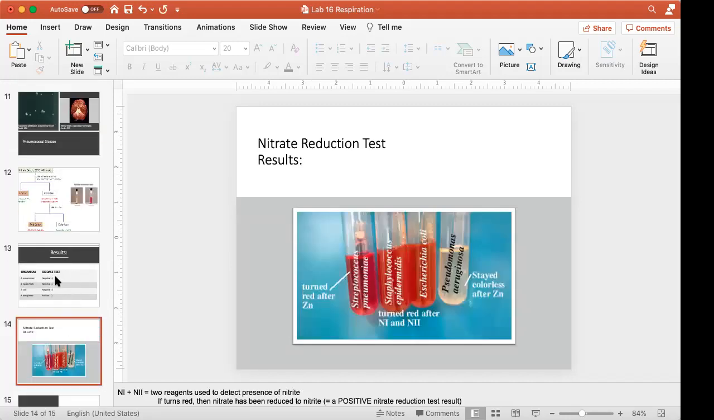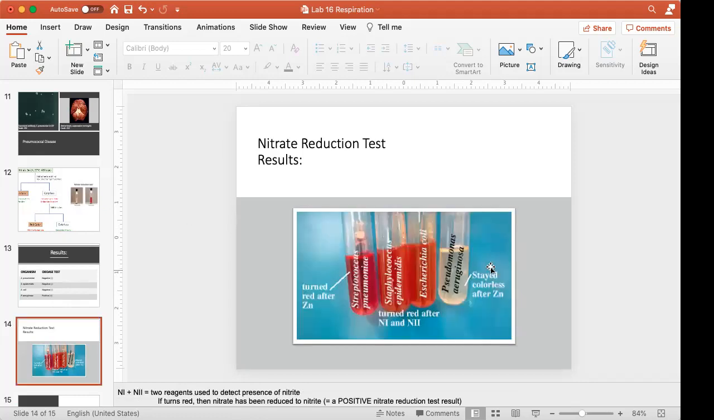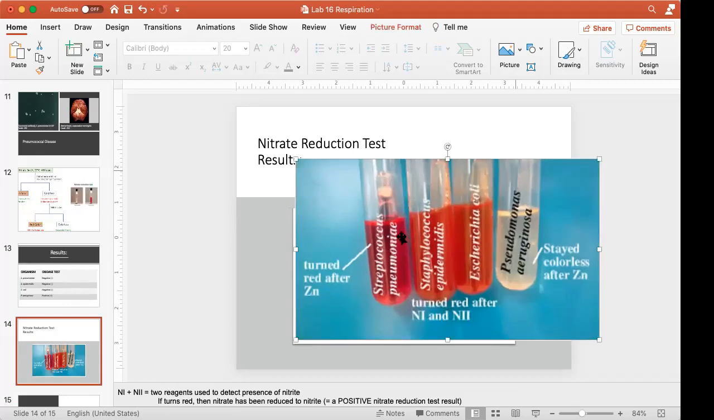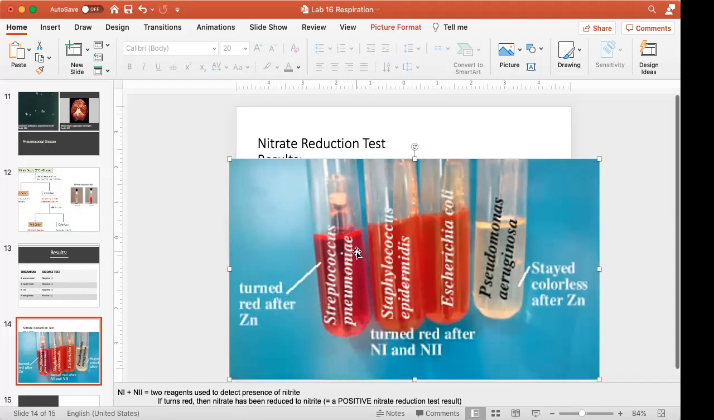Now let's look at our nitrate reduction test. All right, take a look at this picture. You can see test tubes with our organisms in them. Let's start over here on the left. Here's Streptococcus pneumoniae. After 48 hours, we took it out of the incubator. We added reagents A and B, or what on this slide they're calling reagents 1 and 2. Here's the color. What do you think?